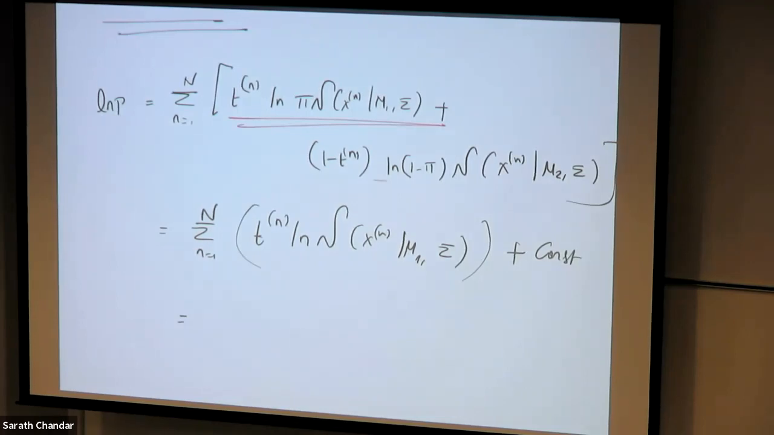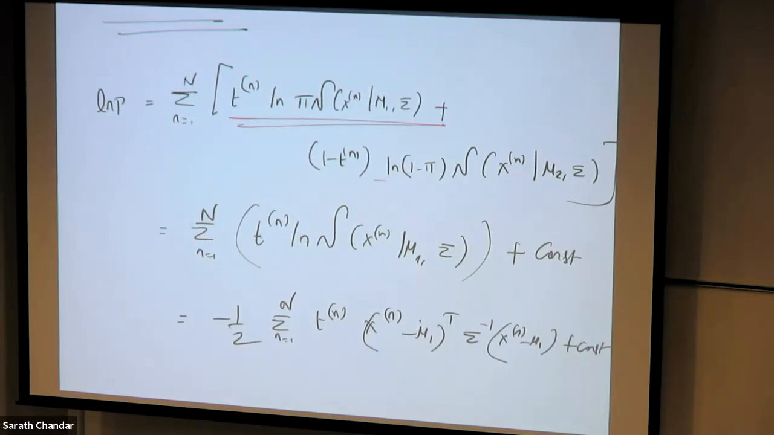Now if I write it this way, then ln of the Gaussian, we know that the Gaussian has a bunch of terms, including the exponential function. So this becomes minus 1 over 2 summation over n equal to 1 to capital N, t of n, x of n minus mu1 transpose sigma inverse x of n minus mu1, plus constant. Anything else in the Gaussian's equation, like 1 over 2 pi to the power d by 2 or 1 over sigma to the power 1 by 2, they are all constants, so they go away, because in this case we are only caring about mu1. So this is what the mu1 terms are.